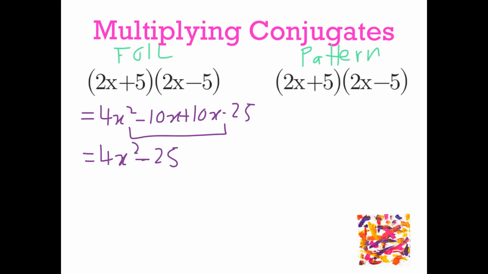Okay, now let's say we recognize that these were both conjugates, and now we want to use the pattern. We take the first two terms, multiply those together. 2x times 2x is 4x squared. We take the last two terms and multiply those together. Positive 5 times negative 5 is negative 25. And you will notice that both of these answers are exactly the same.